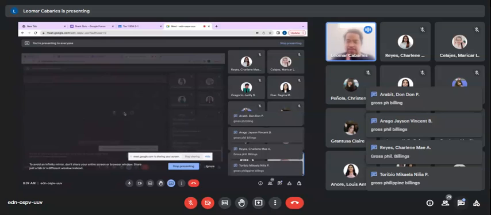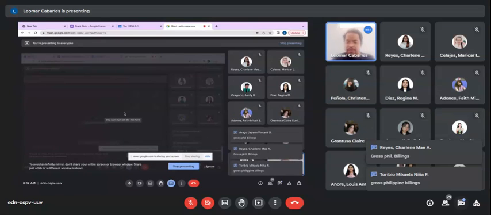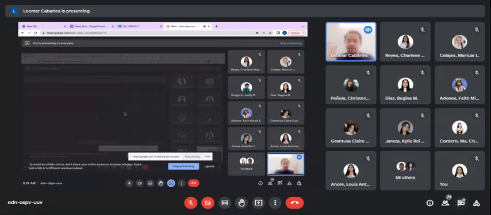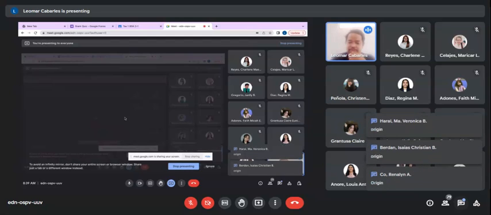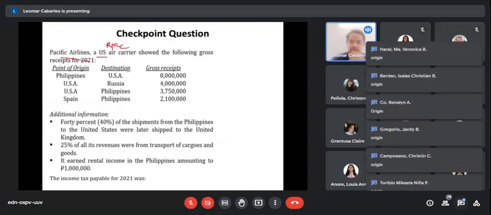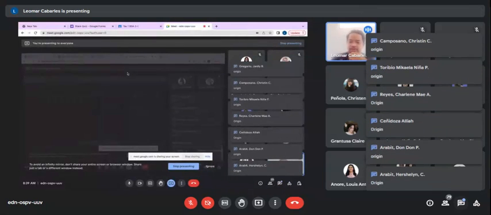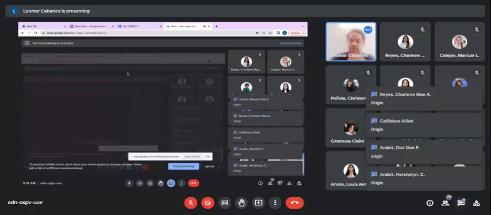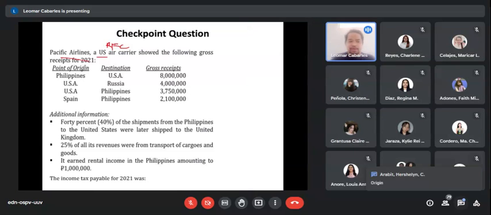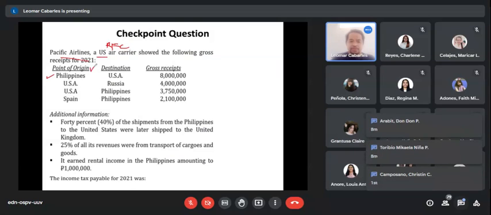So anong importante dito? Anong basis mo? Kasi tandaan, foreign corp ito. Pag foreign corp, ang taxable lang, di ba, yung within the Philippines. Hindi siya worldwide. So what's important? Origin or destination? So very good. Gross Philippine Billings refer to origin. So ano lang ang taxable dito sa apat na to? Just the first one. Importante yung origin, not the destination. So itong tatlo, hindi yan taxable.